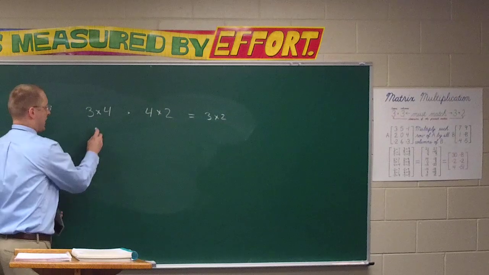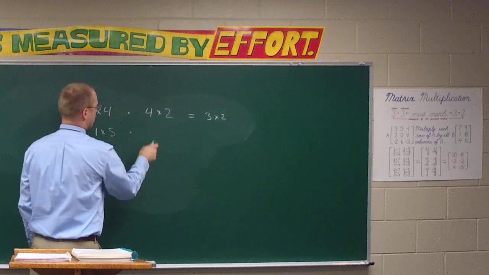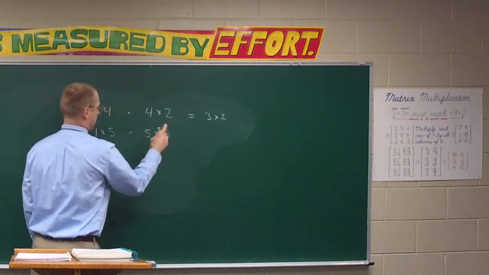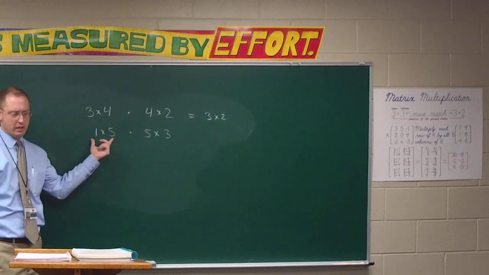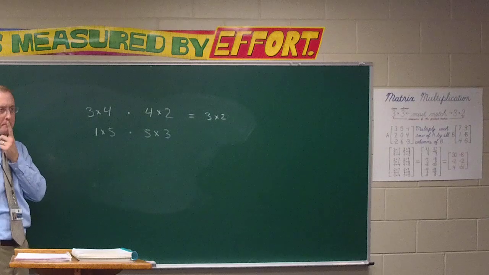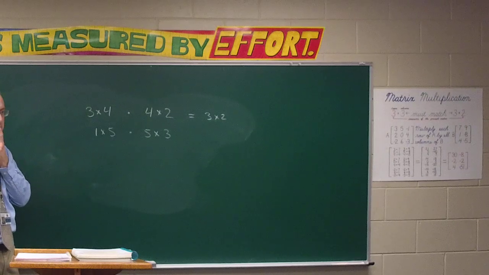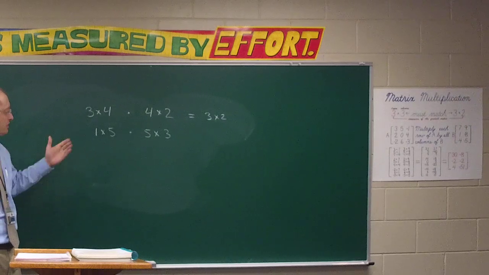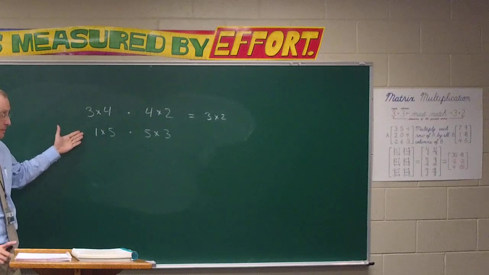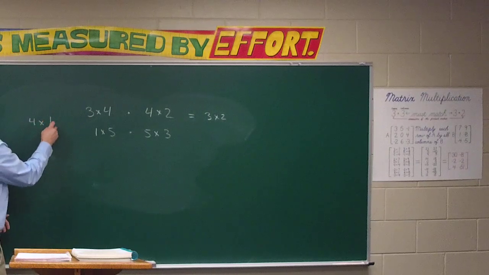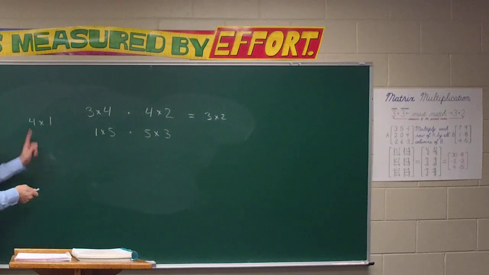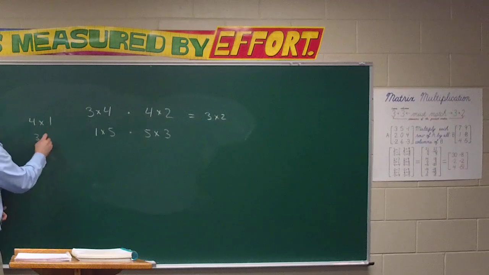So let's suppose I had a 1 by 5 matrix being multiplied by a 5 by 3 matrix. By the way, what do we call a 1 by 5 matrix? How many rows does it have? 1. How many columns? 5. So what's it called? A row matrix, because it has a single row. A 4 by 1 would be called a column matrix, because it only has one column, right? A 3 by 3 we call a square matrix, because it's got equal dimensions.